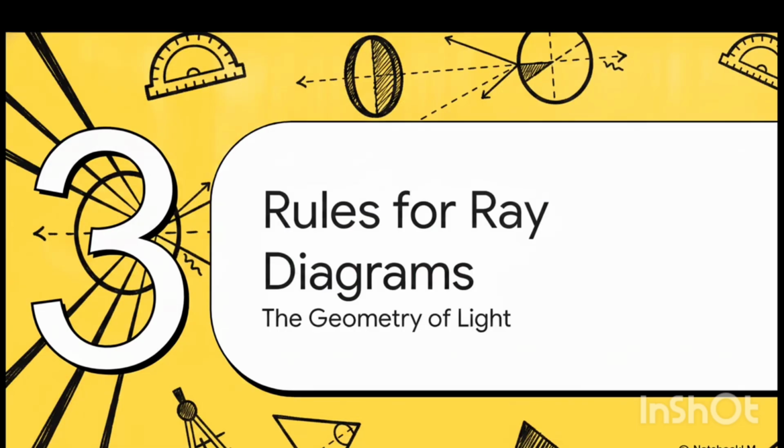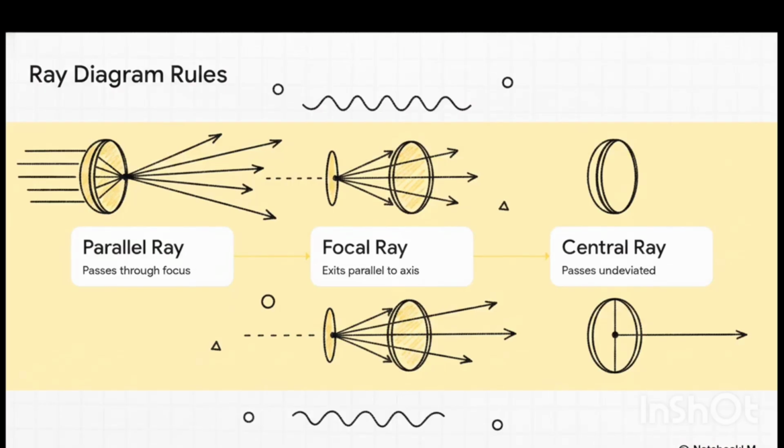All right, Part 3. Rules for ray diagrams. Let's look at the geometry of light. Let's move on and see how this builds, because to engineer optical devices, we need blueprints.